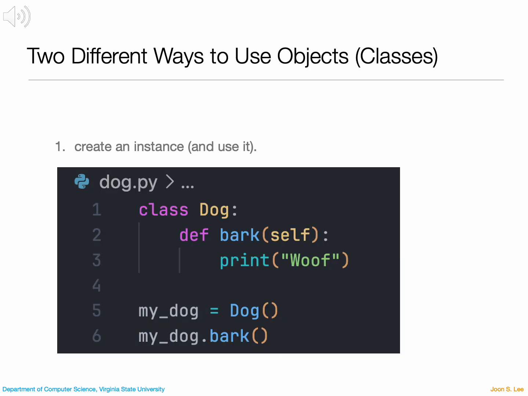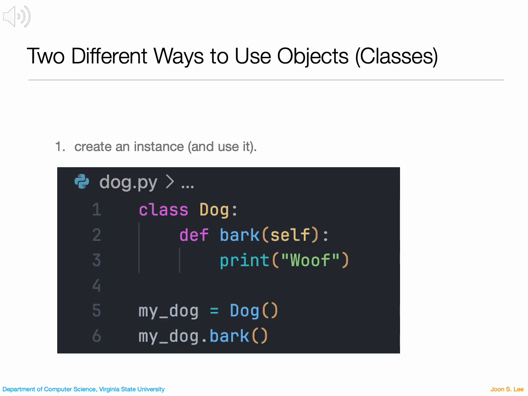There are two different ways we can use classes in Python. First, we can create an instance of a class and use it. In this example, we define a class called dog, and then we create an object called myDog from that class. Once the object is created, we can call its method by calling the myDog.bark method. This is the most common way we work with classes, by creating objects and using their behavior.